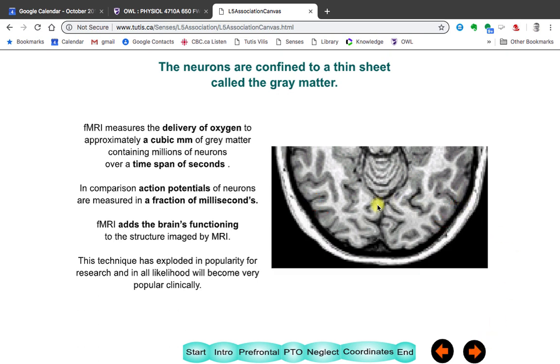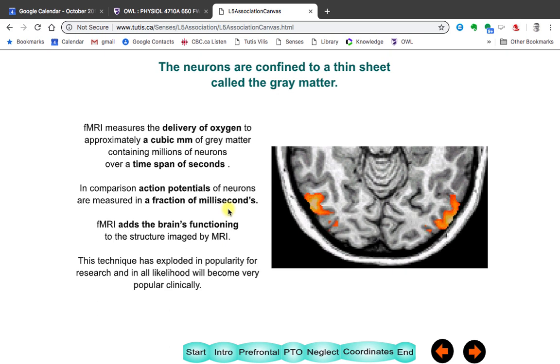Now, this activity that you can see here lasts for several seconds, while action potentials themselves occur in fractions of milliseconds. So fMRI is slow in measuring activity as compared to if you were able to record activity in the brain.